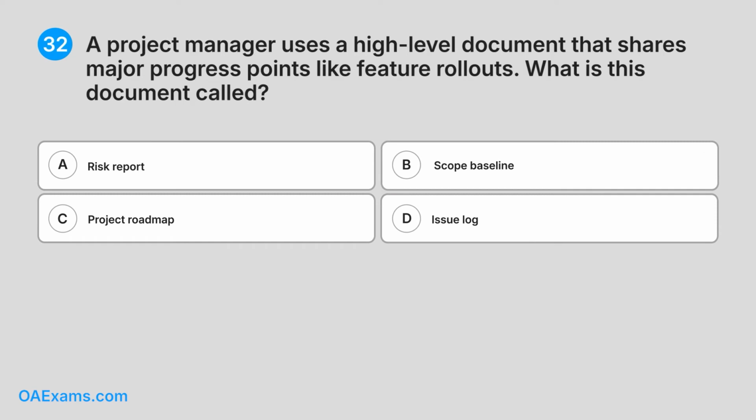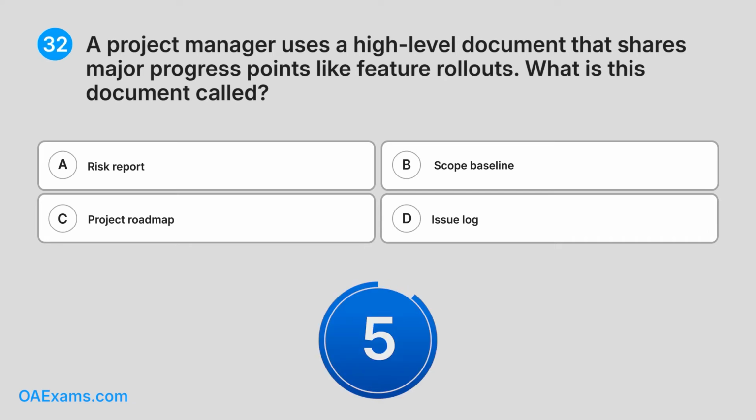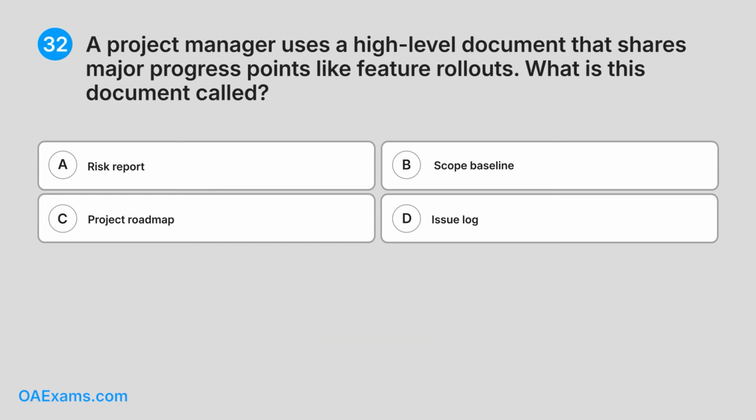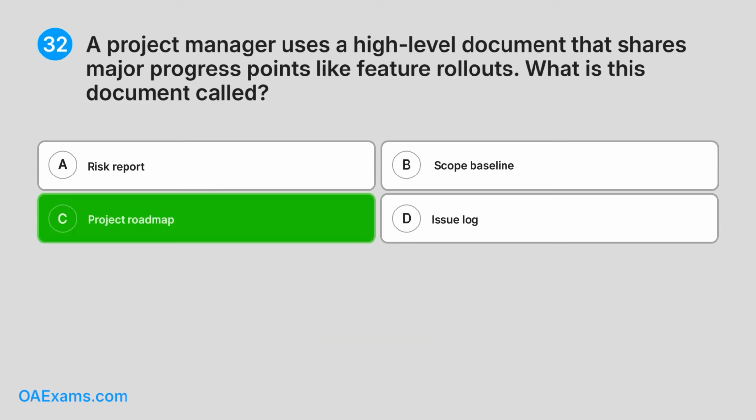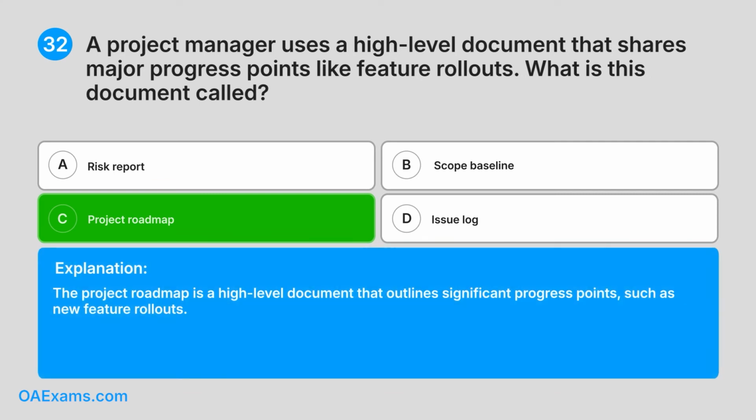32. A project manager uses a high-level document that shares major progress points like feature rollouts. What is this document called? A. Risk report. B. Scope baseline. C. Project roadmap. D. Issue log. Do you know the answer? Correct answer. C. Project roadmap. Explanation. The project roadmap is a high-level document that outlines significant progress points, such as new feature rollouts.